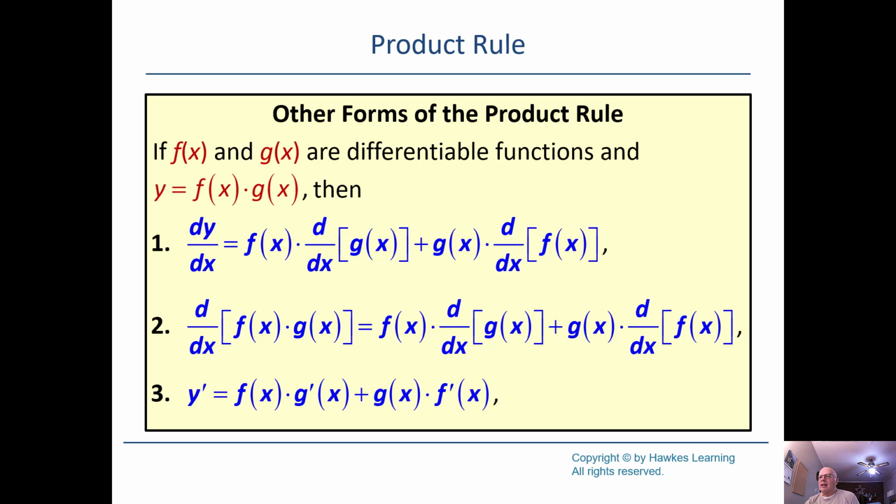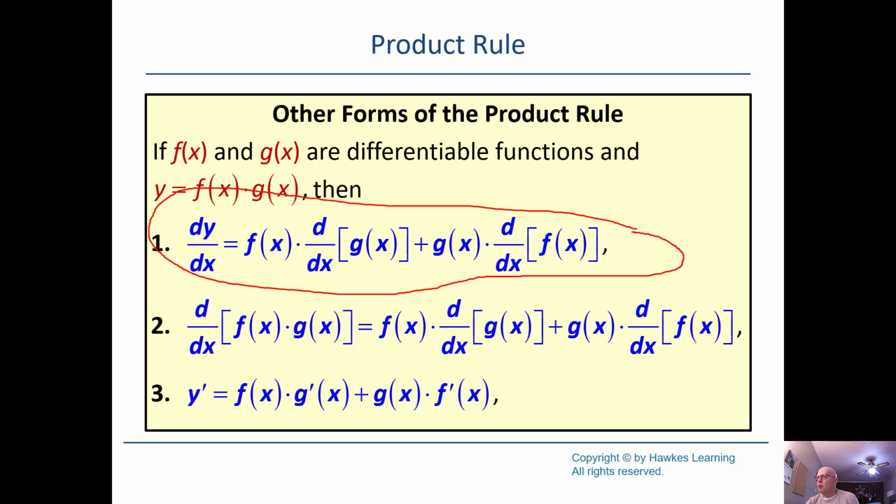This is a little bit nuts. But if for some reason this helps you, go for it. Again, here's one function, derivative of the other one. Add the two results. Second one, you have the second function and the derivative of the first function. It's all the same thing, really.